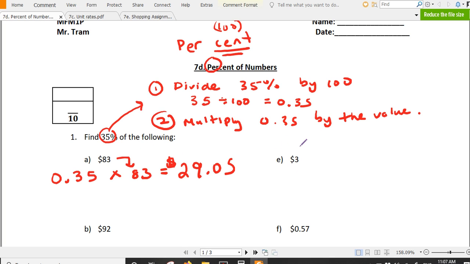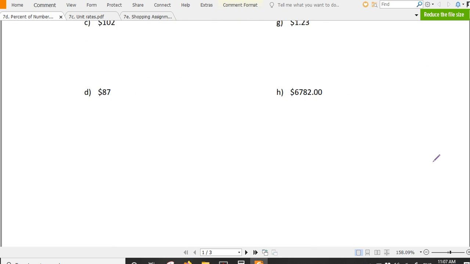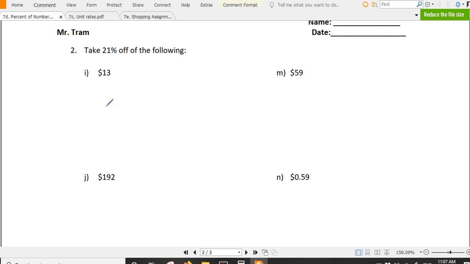Next one, same thing. We're still finding 35% off, so it's going to be 0.35 times $3, which will equal $1.05. Okay. So all these are going to be 35%. Question 2, I changed the percent up a little bit, but same thing. You got to first divide that by 100 to get a decimal, then multiply it by each of these values.